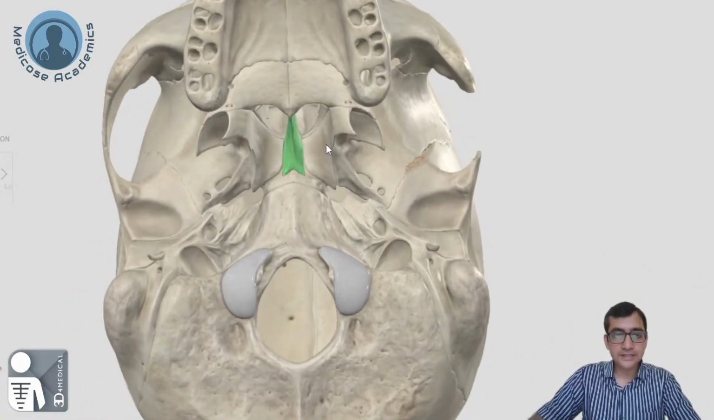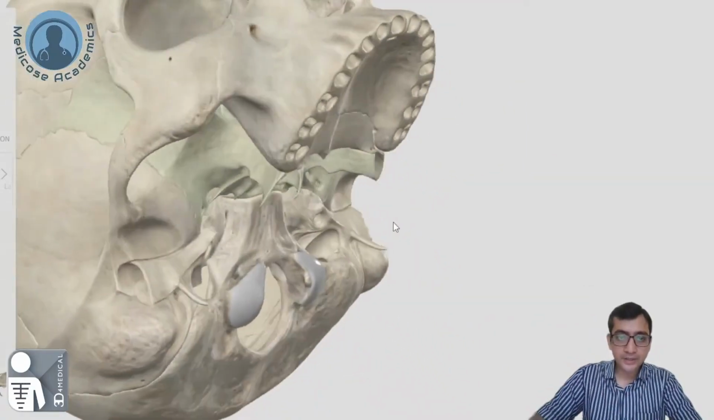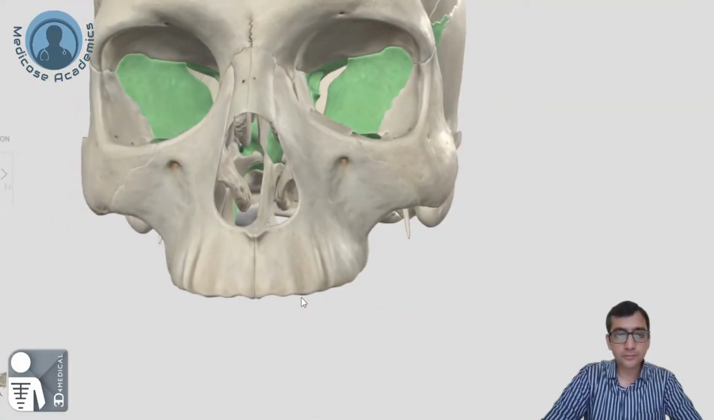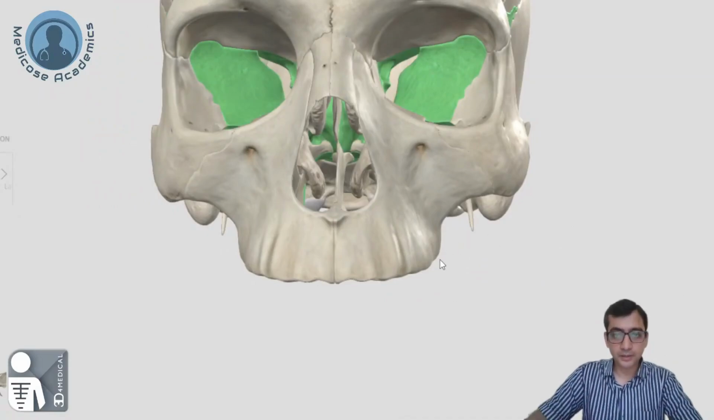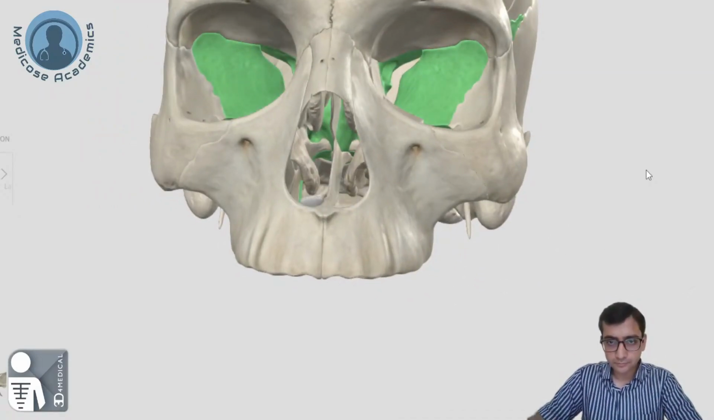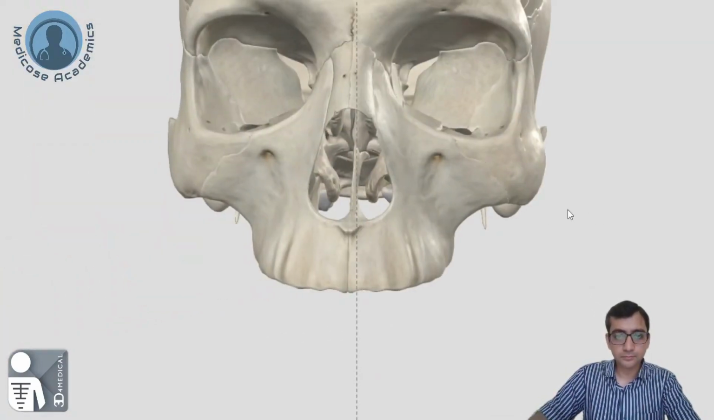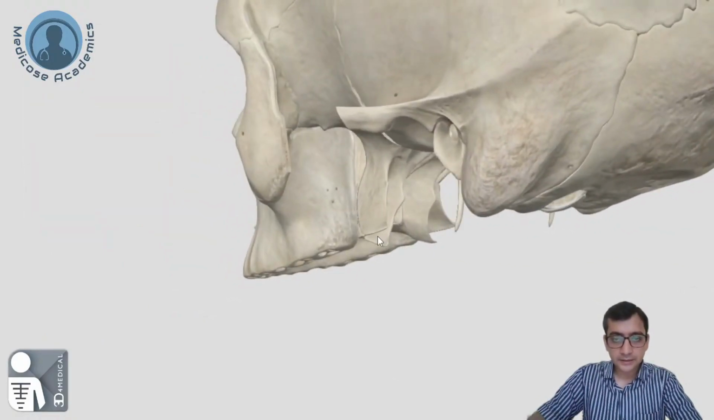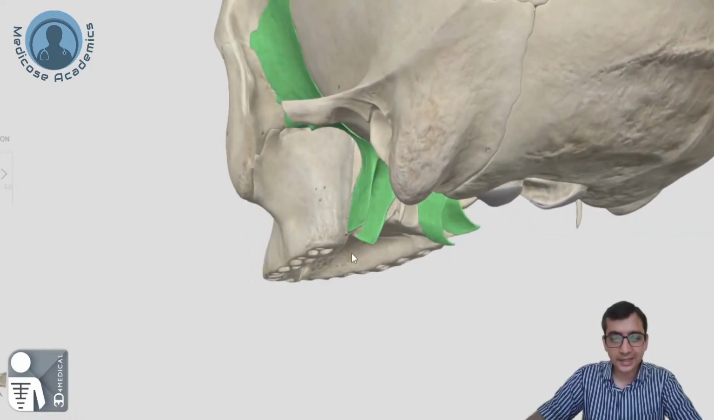In this aspect, we see a pair of bones that are part of the sphenoid bone. A lot of sphenoid bone is seen here, these two plates. So these plates are very nicely seen in the lateral aspect that I have just described. These are called pterygoid plates.